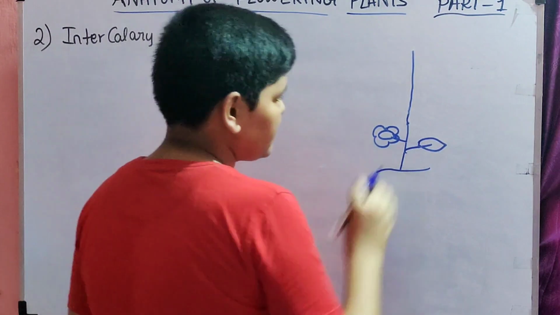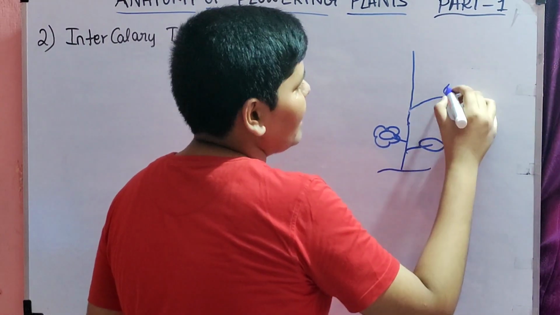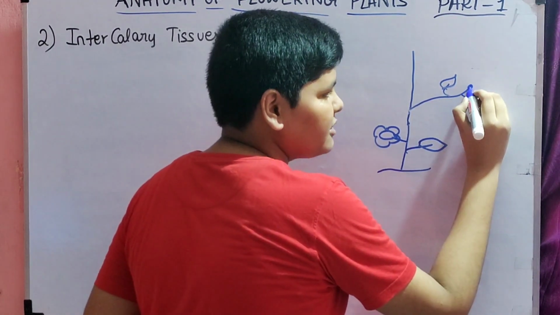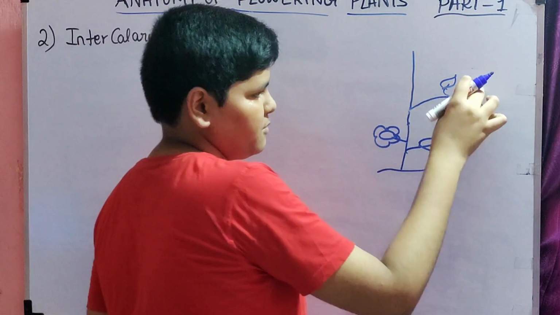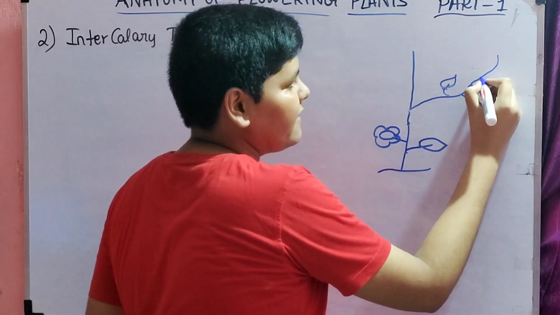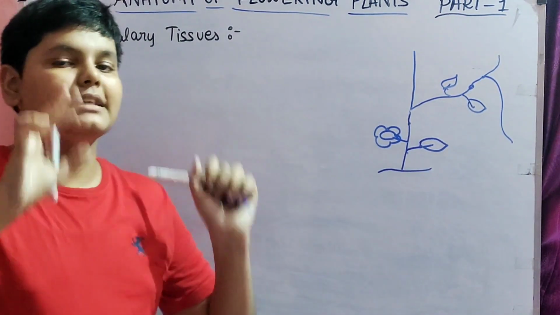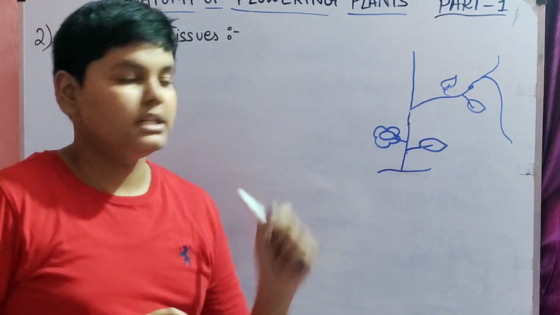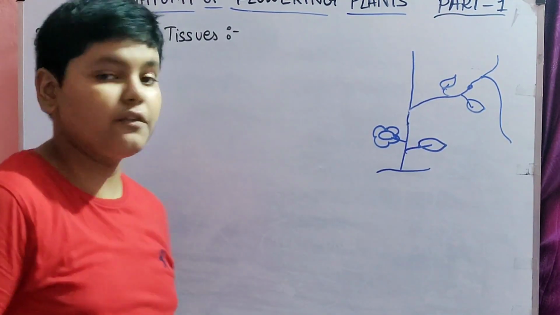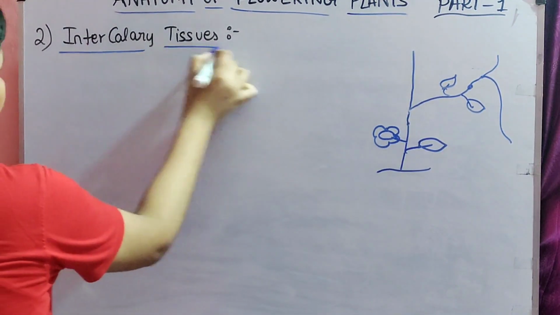Then in these spaces, slowly these develop into a branch, and from the branch again more flowers come. Here also the same: the shoot apical meristem is present over here. This also keeps on growing. It leaves some space from which another branch comes out. So like this, slowly the tree becomes very large and branched. The reason for the branching of the plant is because of these intercalary tissues only.